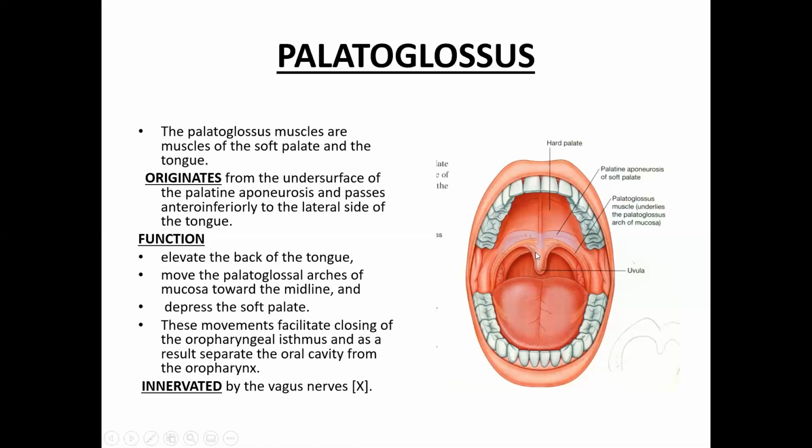This muscle is innervated by the vagus nerve, because it is a muscle of the soft palate. That's why it is innervated by the vagus nerve, while the rest of the muscles of the tongue are innervated by the hypoglossal nerve. So it is very simple: all the muscles of the tongue, the extrinsic and the intrinsic muscles, are innervated by the hypoglossal nerve, except the palatoglossus, which is supplied by the vagus nerve, because this muscle is a muscle of the soft palate. But they contribute to the oropharyngeal isthmus. That's why we include this muscle among the muscles of the tongue.